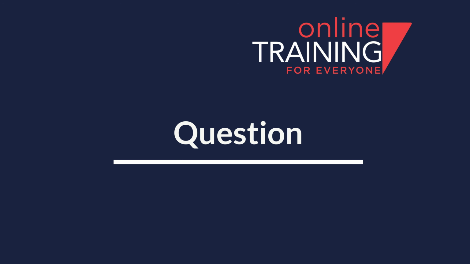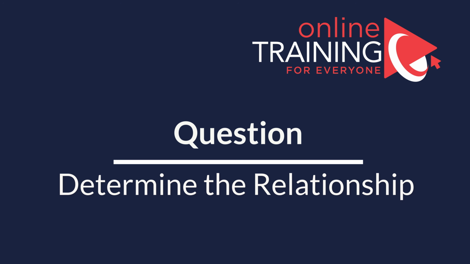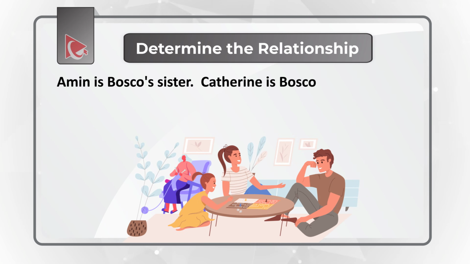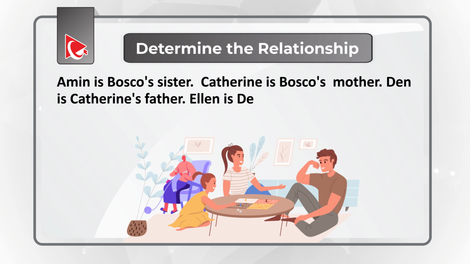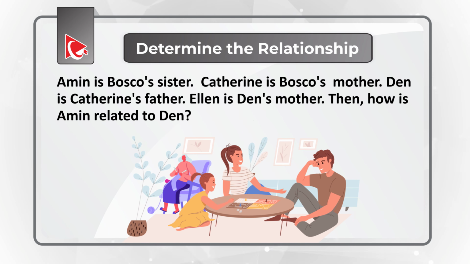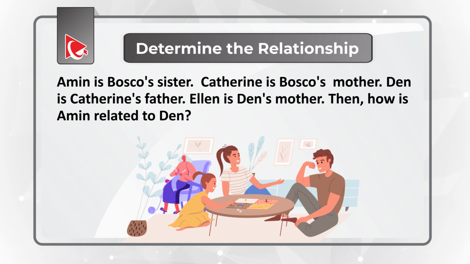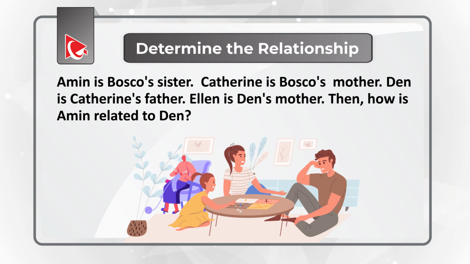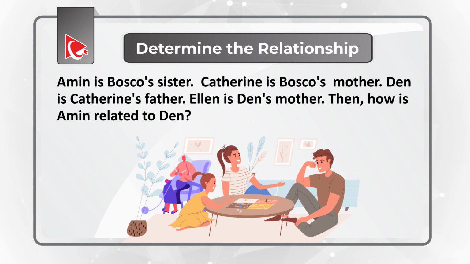Here's an interesting challenge where you need to determine the relationship between family members. Amin is Baska's sister. Catherine is Baska's mother. Dan is Catherine's father. And Alan is Dan's mother. You need to determine how Amin is related to Dan.